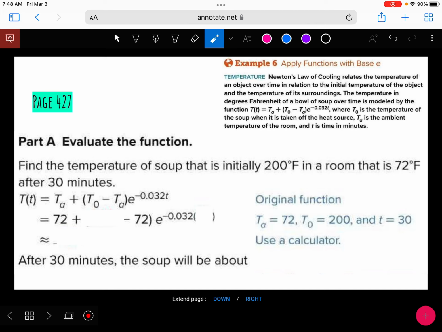Okay, and so for this problem, our soup is initially 200 degrees Fahrenheit. So that is our T naught, our starting temperature. And our 72 degrees, that is our ambient temperature, so that's the T sub A. And we are asked to figure out what the temperature is going to be at 30 minutes. So that is little t.